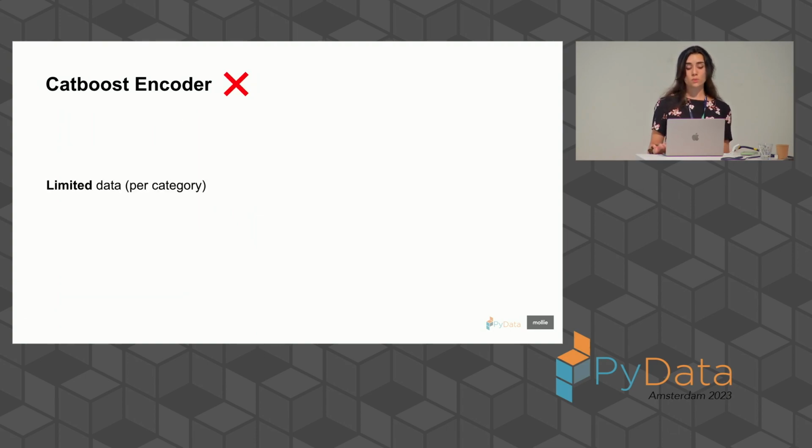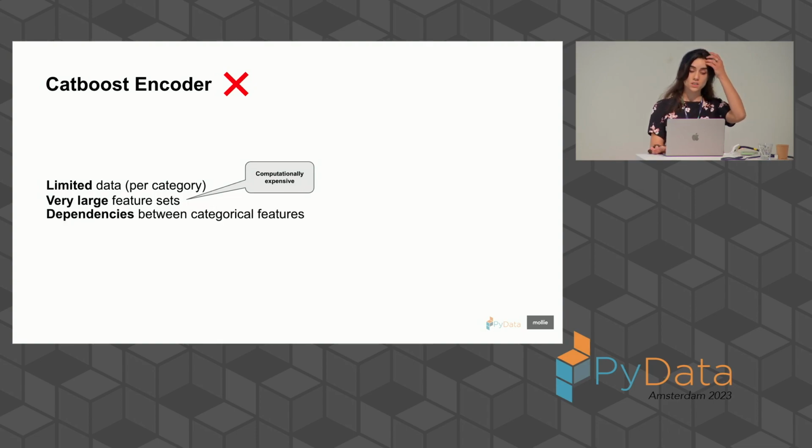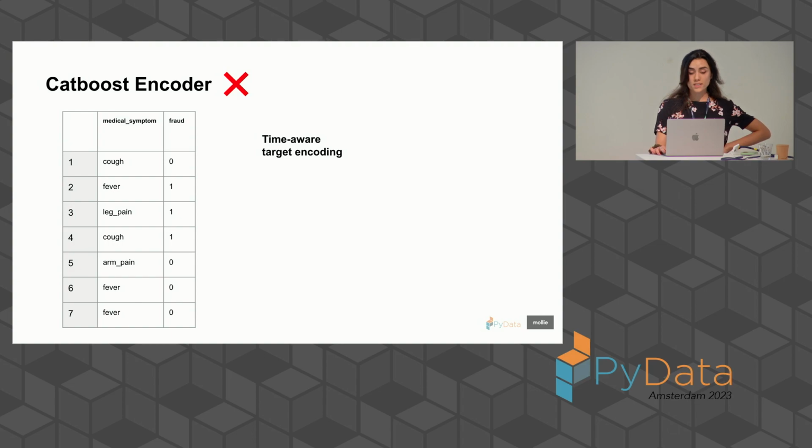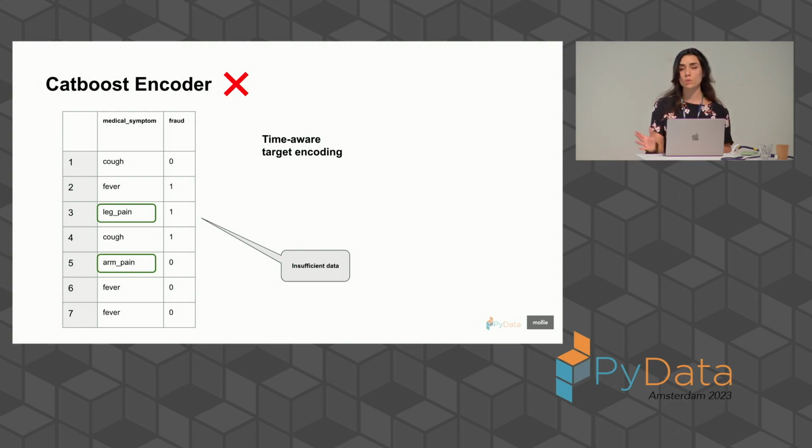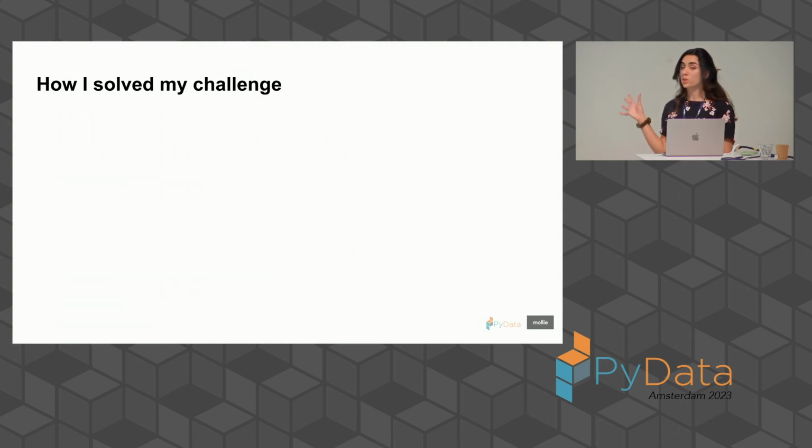It's not nice to use it when you have limited data, or very large feature sets because of computation. So for example, here we have too little information on these medical symptoms, leg and arm pain. It's insufficient data, so it's better to apply something like rare label encoder first, and then continue with CatBoost. So that concludes all the encoders.